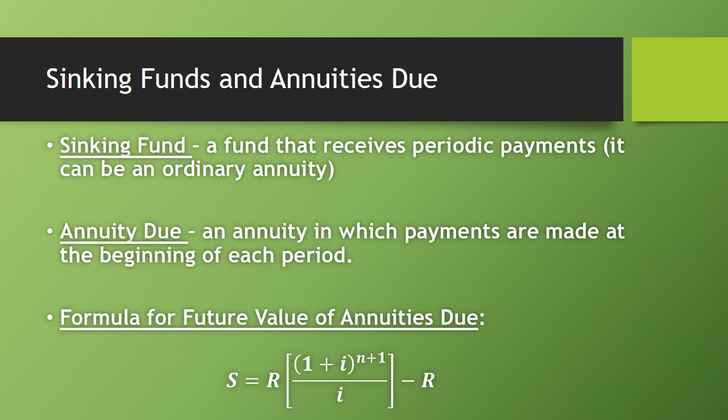The formula for annuities due is S, future value, equals R, that's your payment, times 1 plus I, again, that's interest divided by the number of compounding times in a year, to the N plus 1 power over I, and then you subtract R, you subtract one monthly payment from that.